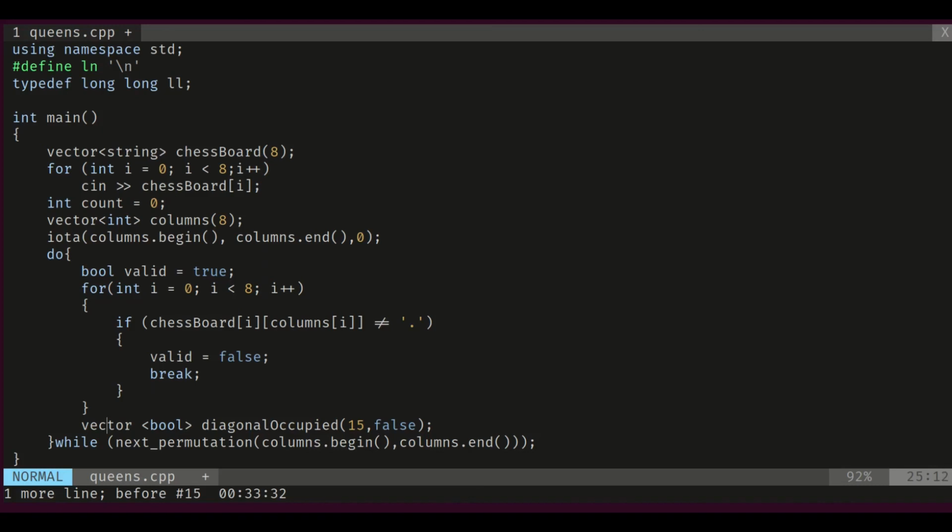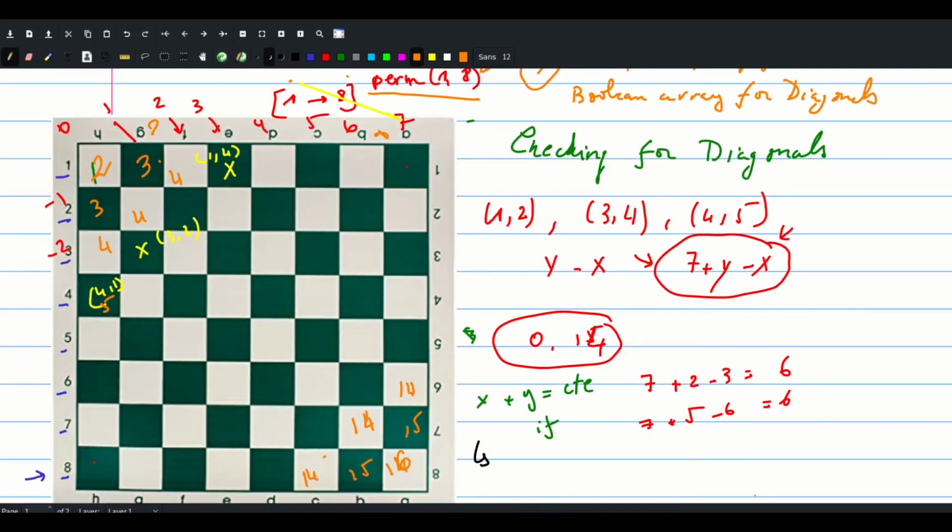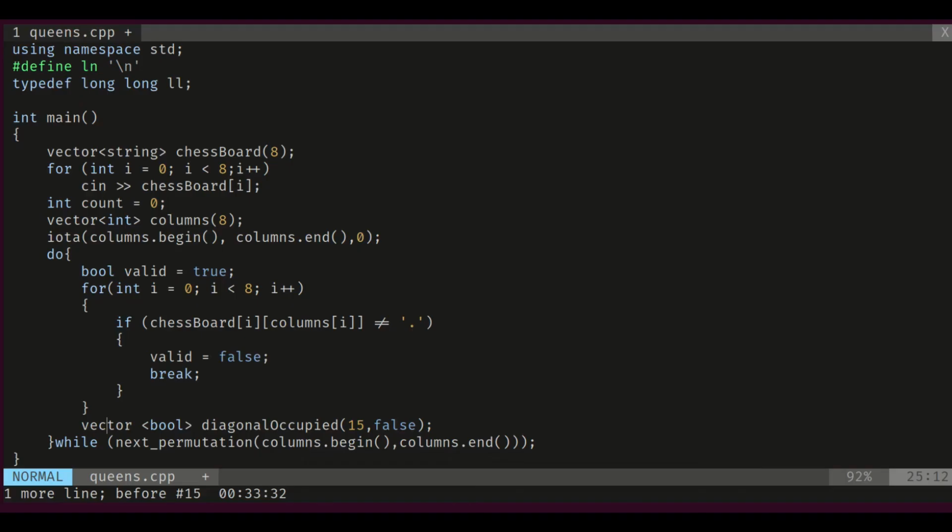And then we need to check for diagonals, and in order to do that, we declare this vector, because, as we said, to check for the main diagonals we have to go through numbers from 0 to 14. That's why we declare an array of size 15, and we initialize it with false, meaning that this diagonal hasn't been used before. And as we said, we have to do 2 kinds of checks.